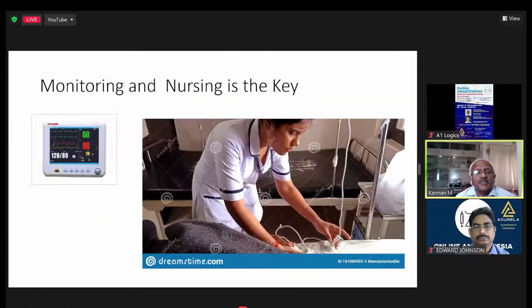So anyhow, the key of success in all these things will be monitoring the patient postoperatively. Whatever analgesia we give, we have to monitor the patients carefully, and also considerate nursing is very essential to comfort the patient in distress.